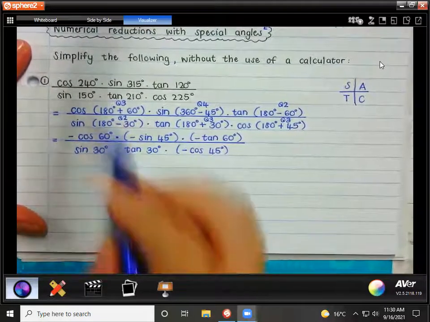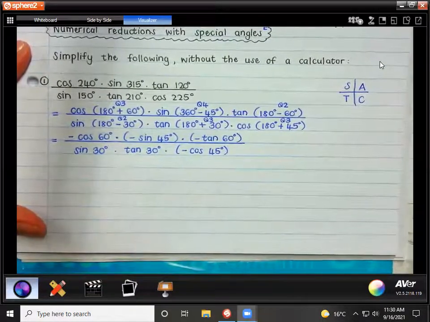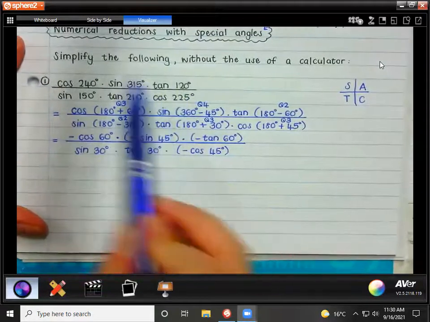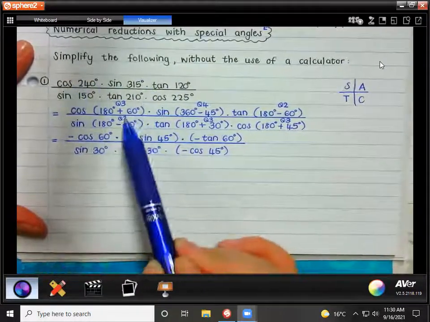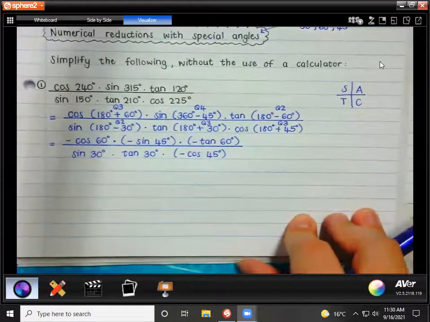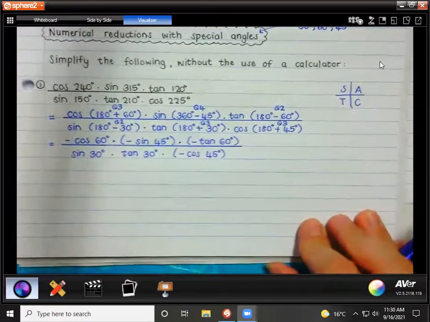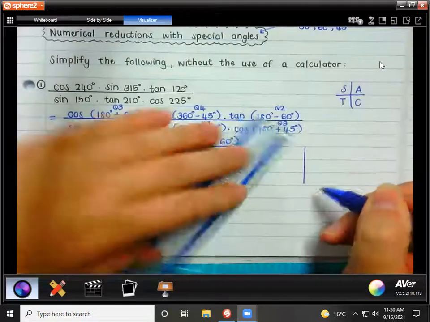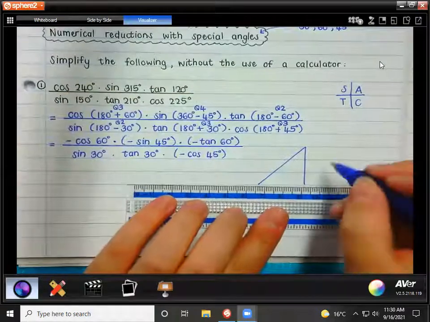Now, guys, I can use my special triangles to find the values of all 6 of those ratios, and that's what we're trying to do. We're going from something that we can't actually find the values of without using a calculator. We're using our knowledge of reduction formulas to reduce them to acute angles, and those acute angles have to be special angles so that we can find the values. Now, let's draw our triangles, please. You don't have to draw them as big as mine. You can draw them smaller.